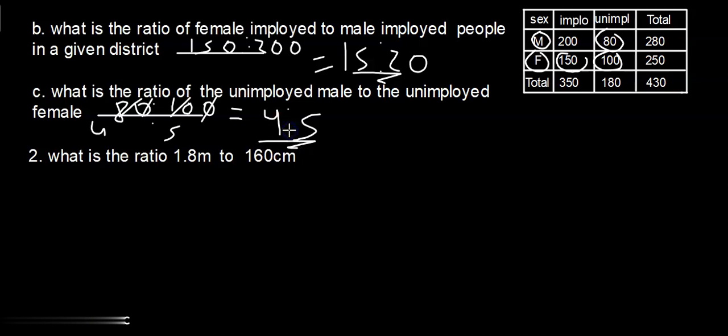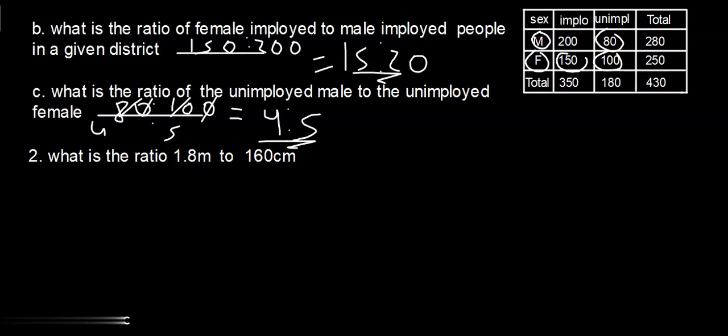So now let's do some critical questions and let's just try to find the ratio. The second one says, what is the ratio of 1.8 meter to 160 centimeters? Since we got two measurements over here, meter and centimeter, we're gonna have to match them. So I'm gonna change this whole thing to centimeters.